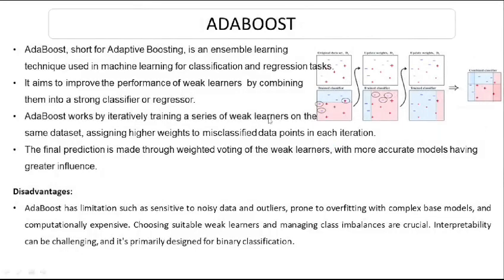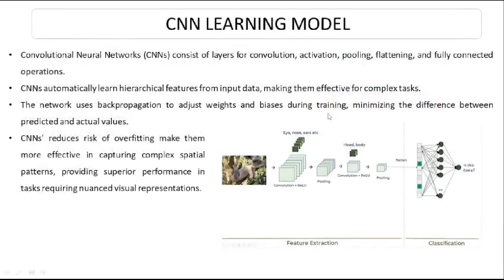In the ADA boost technique, adaptive boosting is an ensemble machine learning technique used for classification and regression tasks. ADA boost works by iteratively training a series of weak learners on the same dataset. So first it trains on the dataset and then it classifies into different parts. Coming to the CNN learning model. CNN automatically learns hierarchical features from input data, making them effective for complex tasks. So that's why we use CNN for classification.